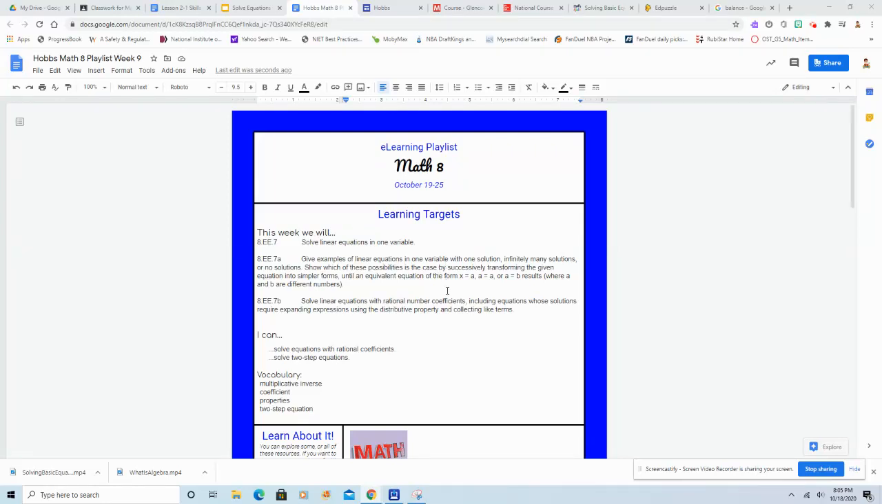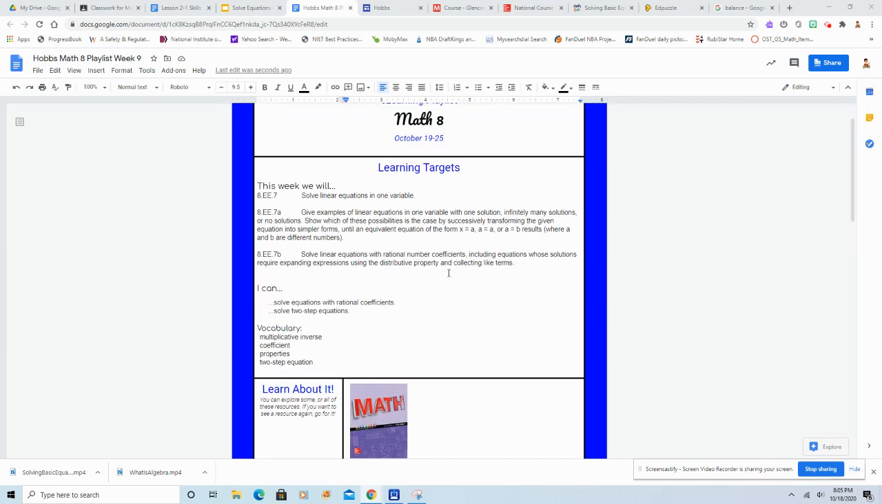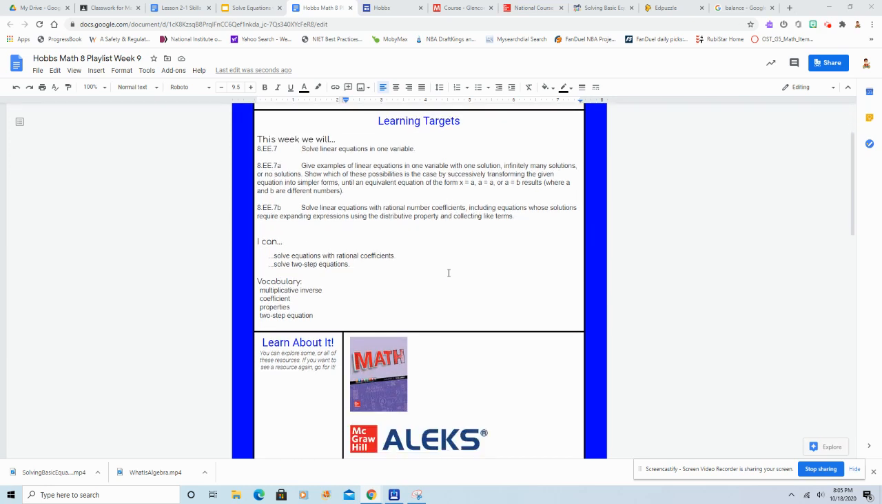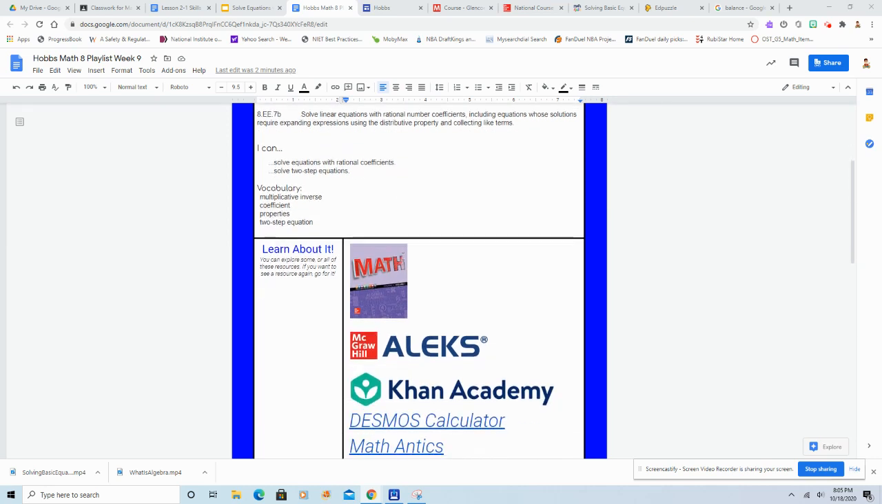This week we're starting the algebra portion of the book. We're going to work on one and two step equations, and we're going to solve with rational coefficients, which really means we're going to deal with fractions and decimals in the first lesson. That also means we have to go backwards and make sure we understand what fractions are and how they work, and how to multiply and divide them. The vocabulary is right here: multiplicative inverse, coefficient properties, two-step equation.